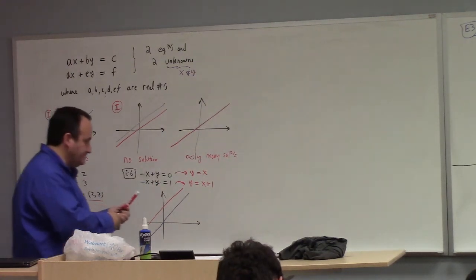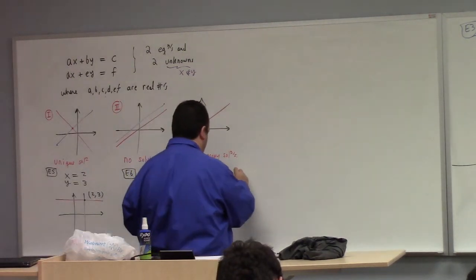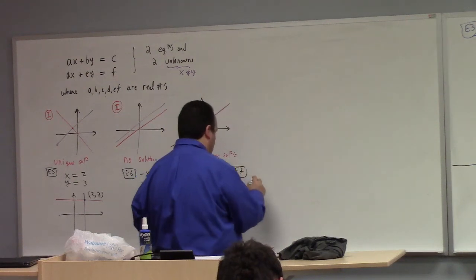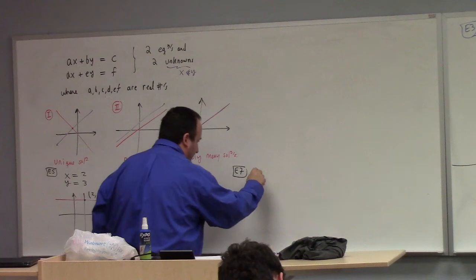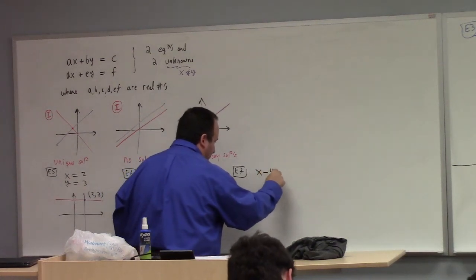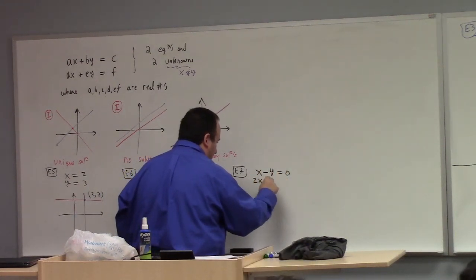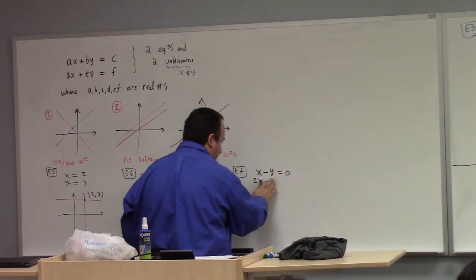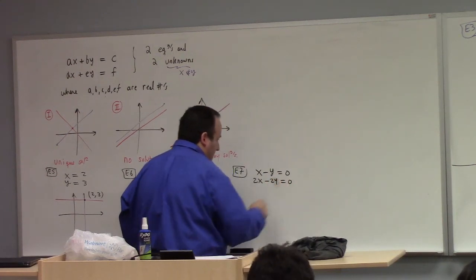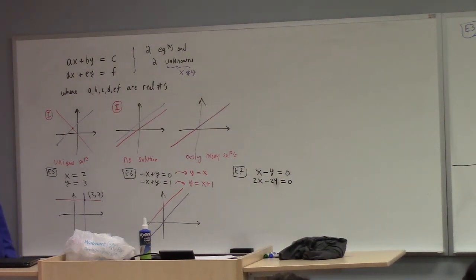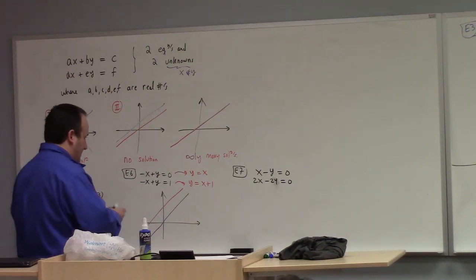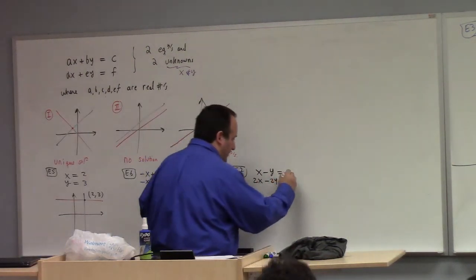Example 7. You could have, really silly, x minus y equals 0, 2x minus 2y equals 0. It looks like two equations and two unknowns, but truth is, to get the second equation, you just do what to the first? Just multiply by 2.